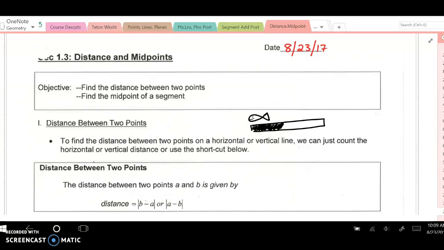Okay, so we have been in geometry and advanced geometry. Both classes have been working on segments and how to set up equations with different segments. Today, we're going to talk about how to measure the length of a segment or the distance between 2 points, and also how to find the location of a midpoint on a grid.